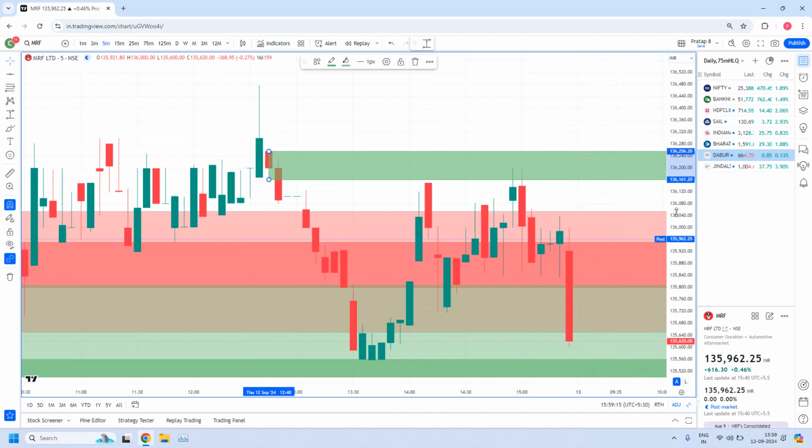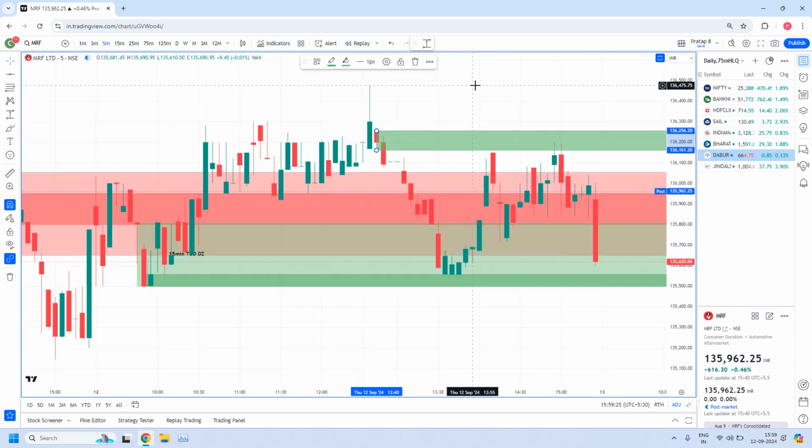Because MRF stock is 1,36,000 rupees. So maybe some few rupees, maybe 10 rupees, 15 rupees before, you might have exited. See how much profit it has given.